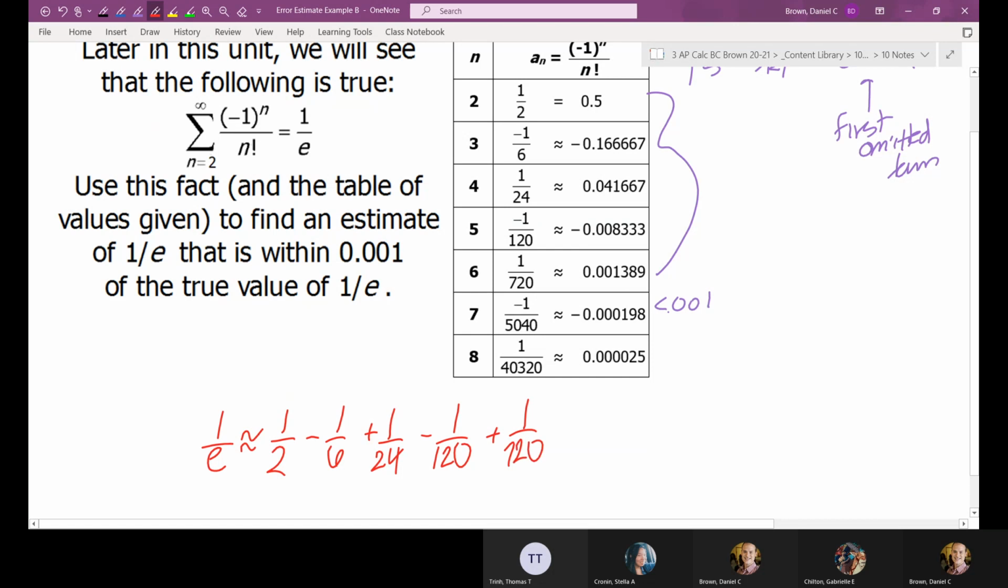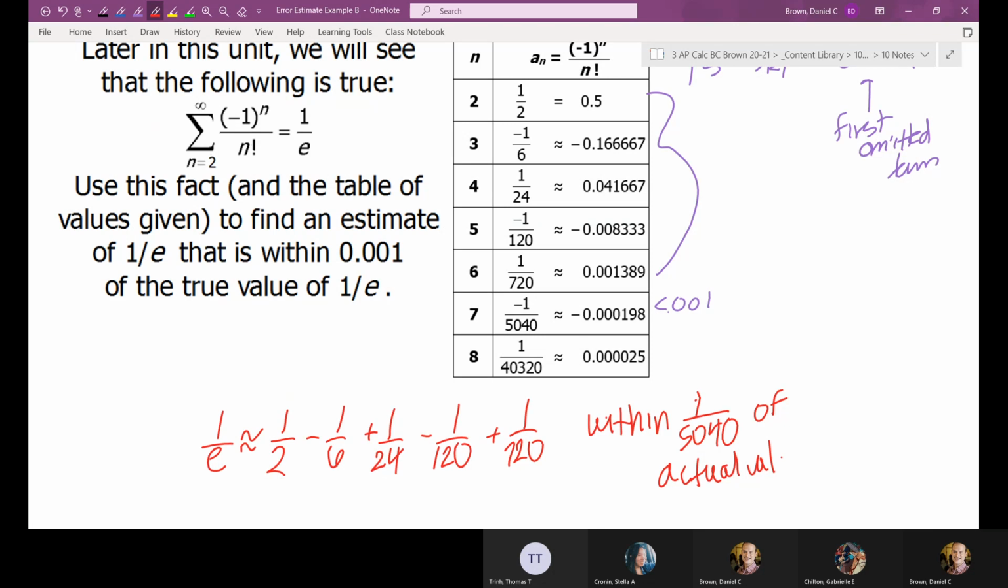How close are we? That value is within 1 over 5040 of the actual value, which is pretty darn accurate for only having to add up 5 terms of that series.